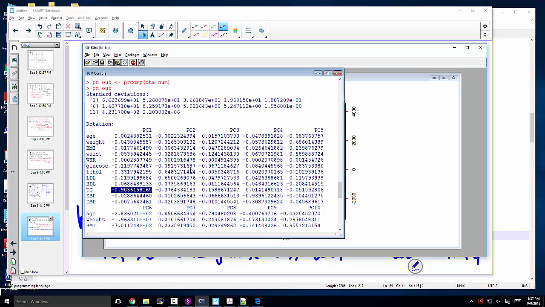But real quickly, you can see PC2 largely is, here's two big positive numbers, and here's one big negative number. All the other ones are insubstantial, arguably, compared to those. So roughly speaking, PC2 is an average of total cholesterol and LDL contrasted with TG.